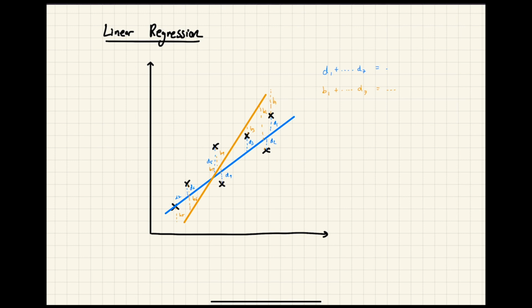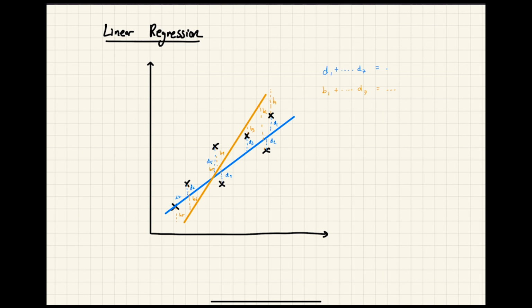Now, you can probably tell by looking at this graph that if I add up all the orange lines, which are the B1, B2, and so on, the final total I get will be much bigger than the total I'll get for the lines which are in blue. So that would suggest that the blue line is a better fit than the other line. And what you're trying to do in least squares regression is find the line which will minimize this total distance.